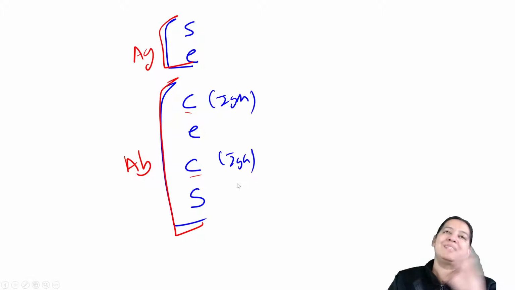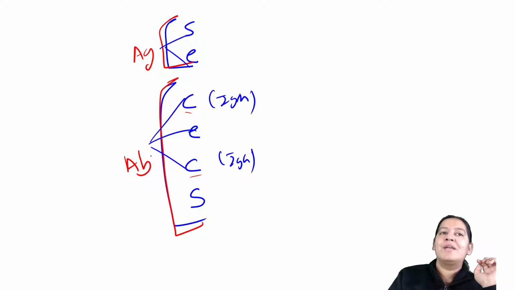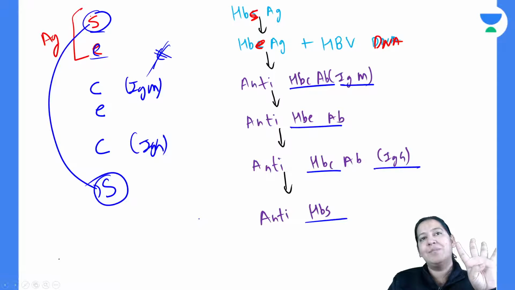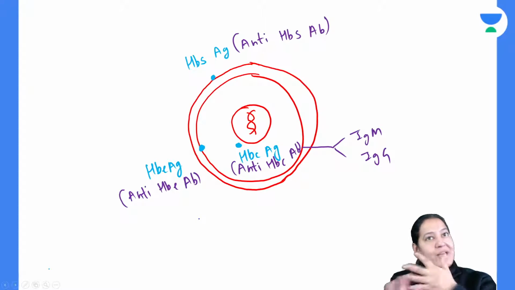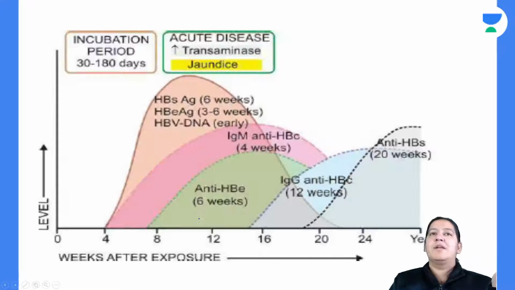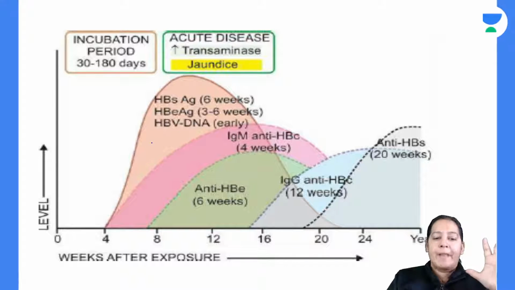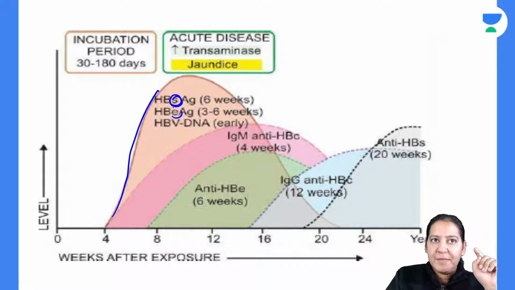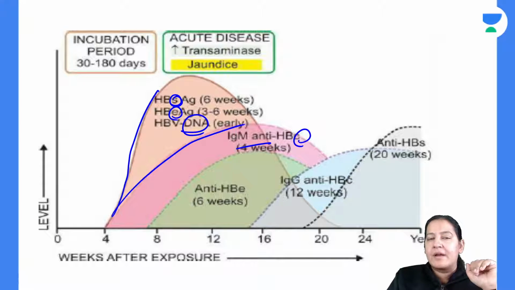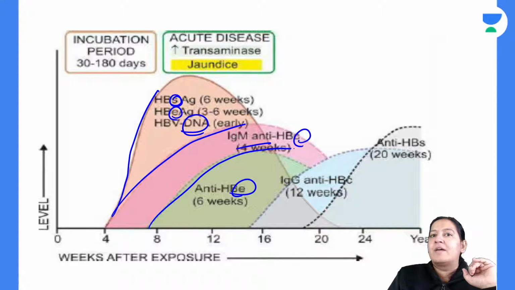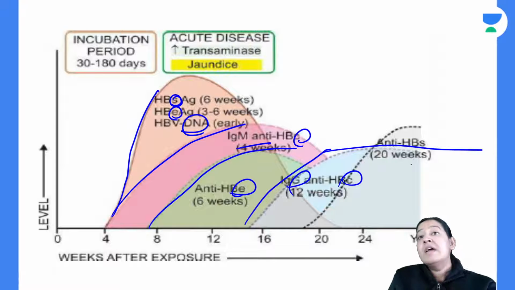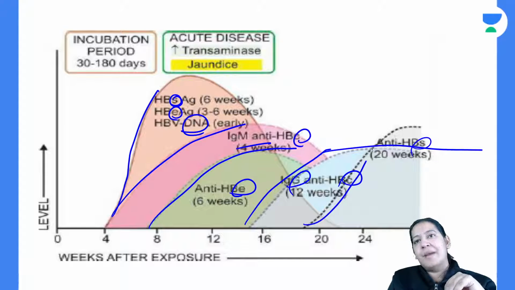Should I proceed ahead? See the two antigens and the four antibodies. So you can see the two antigens are coming and its four antibodies are coming. Now you can see the same sequence shown here. In this diagram, the first antigen coming is HBS. After that HBE and DNA come together. After that C's IgM antibody comes here. After that E's antibody comes here. After that, C's IgG antibody comes and remains forever. And in the last, anti-HBS antibody comes and remains forever.